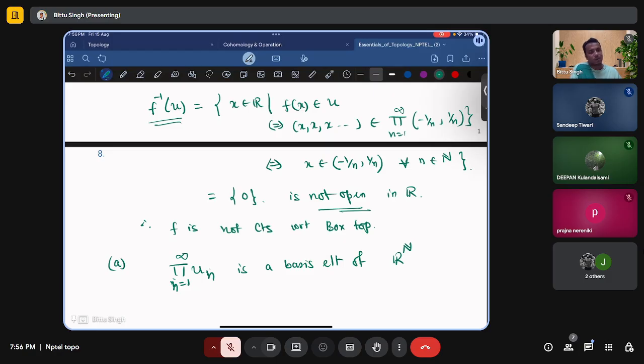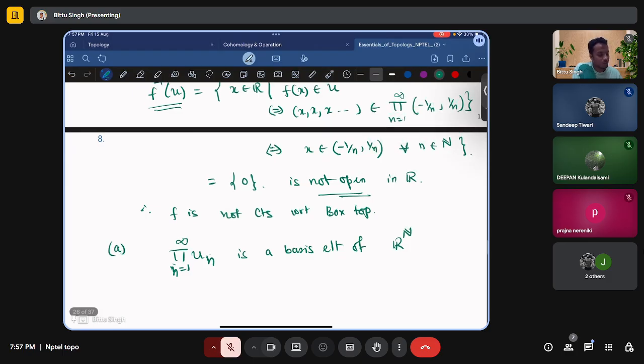If we consider a basis element, what is the meaning of this? This means U_n equals R for all but finitely many n.